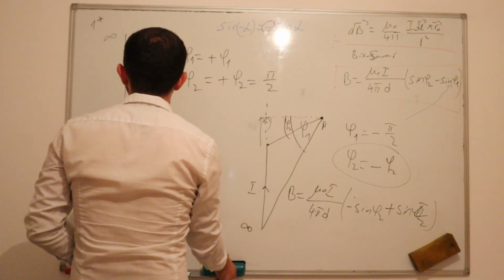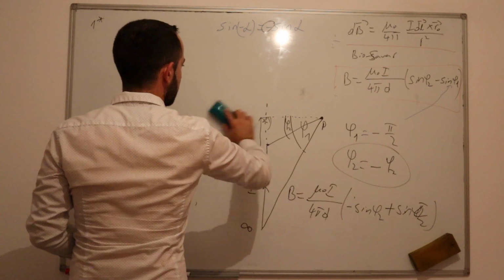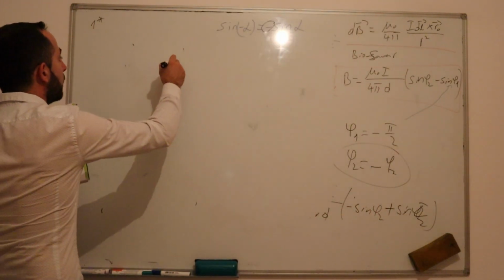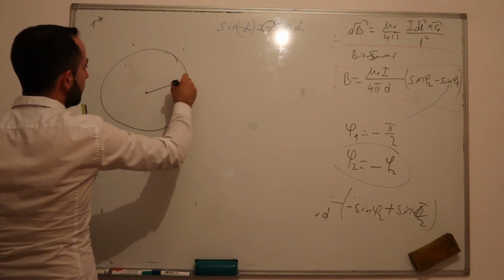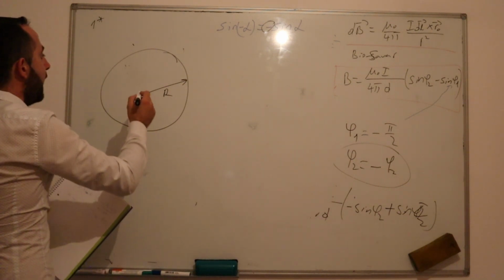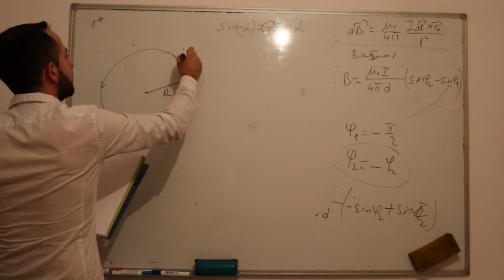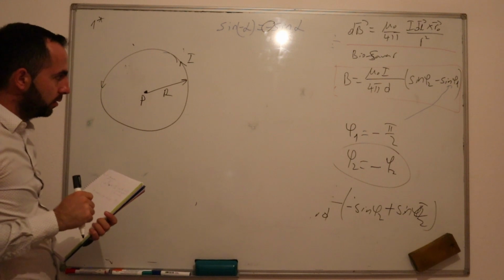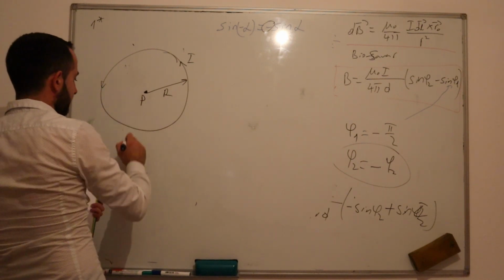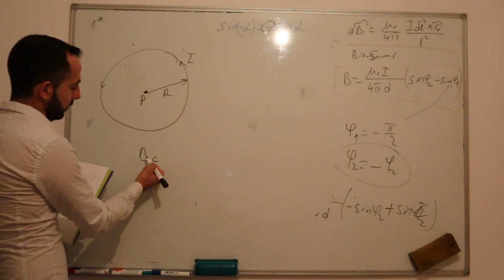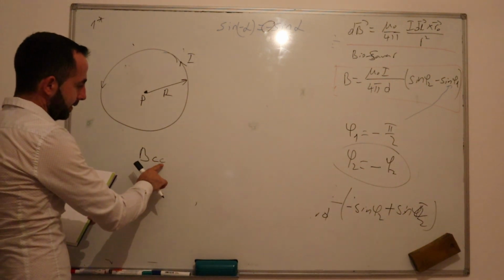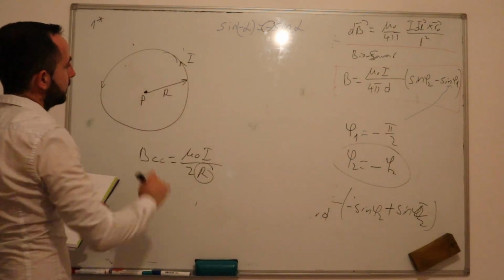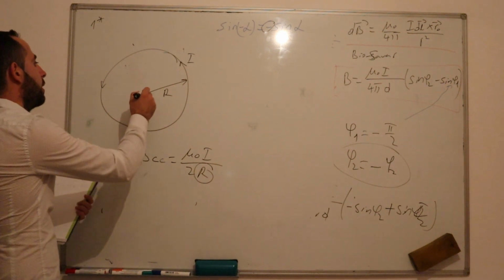And our last case is if we have a circle with radius R, and the current I flows through it, so this is the current I, and we need to calculate the magnetic field at the center of the circle. In this case, we will write the magnetic field at the center of the circle, BCC, center circle, as equal to μ0 I over 2R, where R is this. Very important.